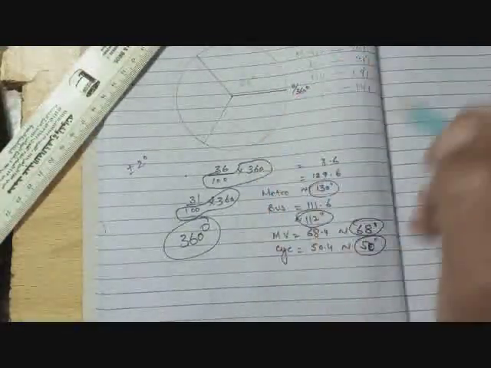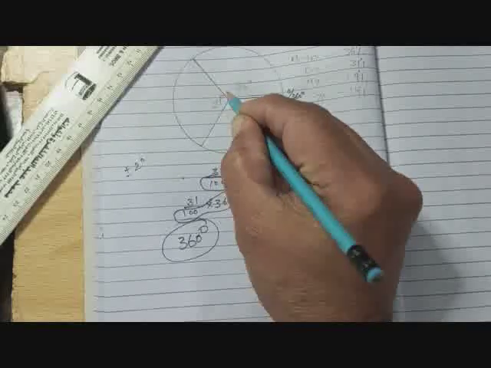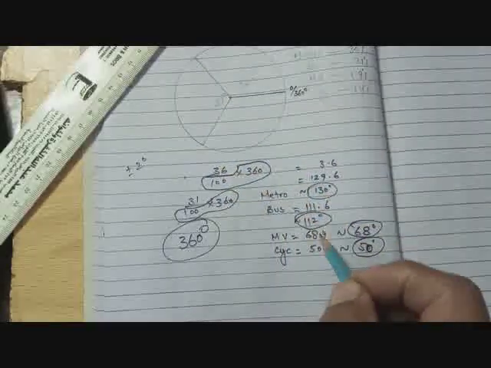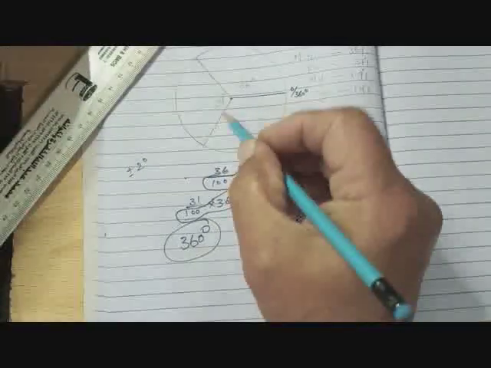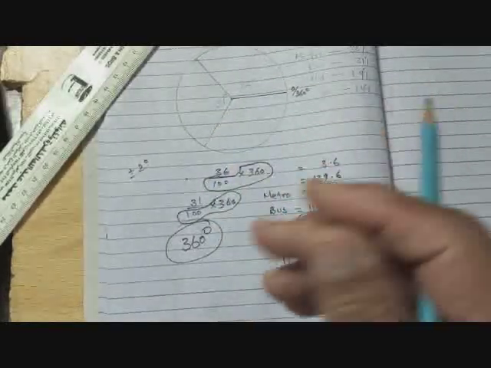Now this is how much percent? 31%. Now there are two sectors left. 68 degree. Now for third angle, we'll take this as a 0 line.